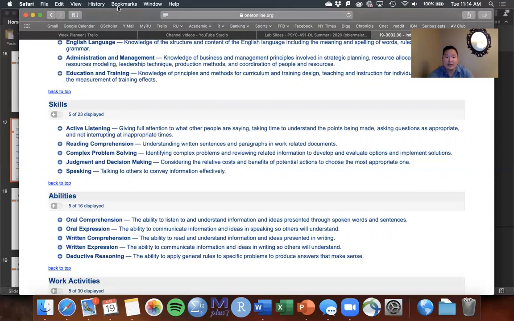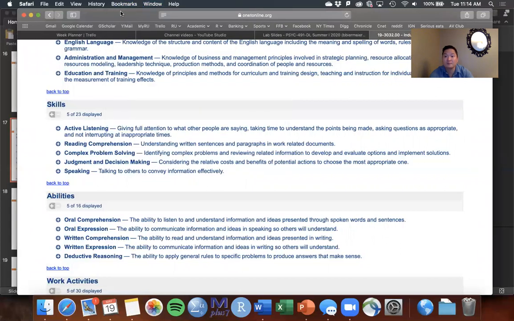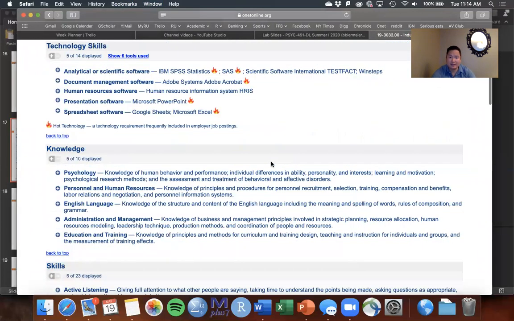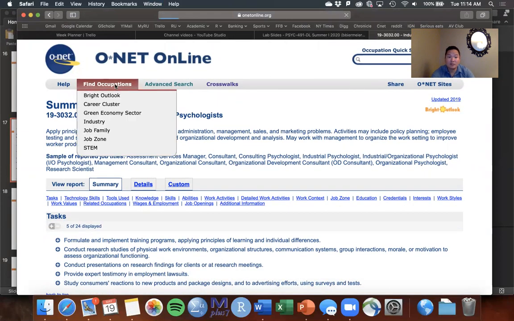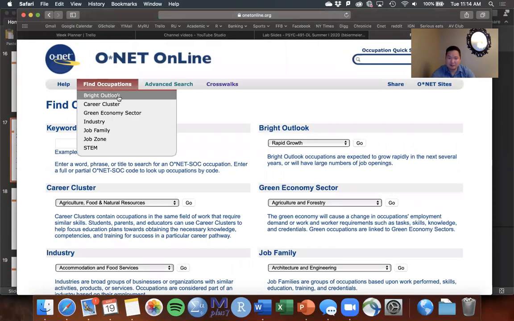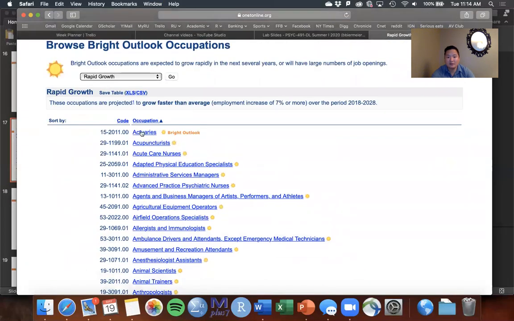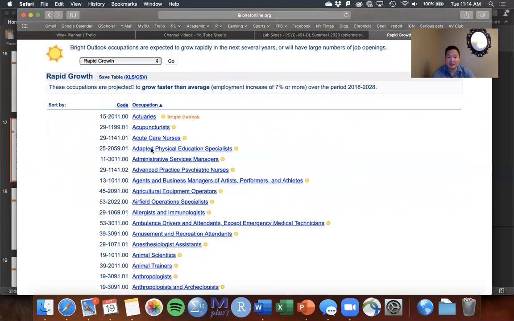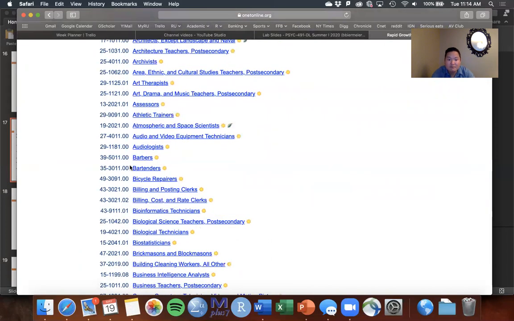It could be something you want to work toward. Look it up on ONET, which is just onetonline.org, or just Google ONET and it'll bring you there. And check it out. I think it's kind of neat to see everything that's out there and what you could possibly do. You can also go to find occupations and see what has a bright outlook. Rapid growth. You could be an actuary. That would be great. An animal scientist. A billing and posting clerk. Okay, so you can do lots of different things.